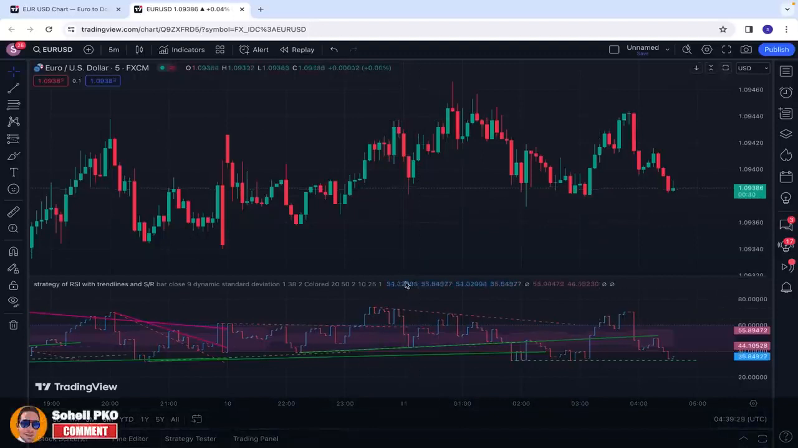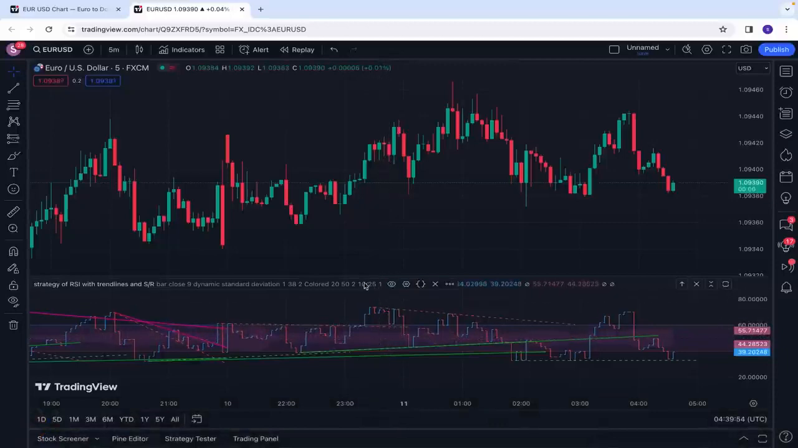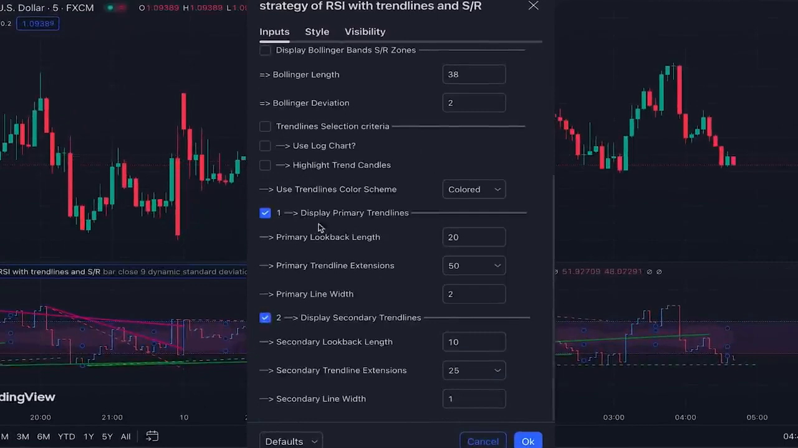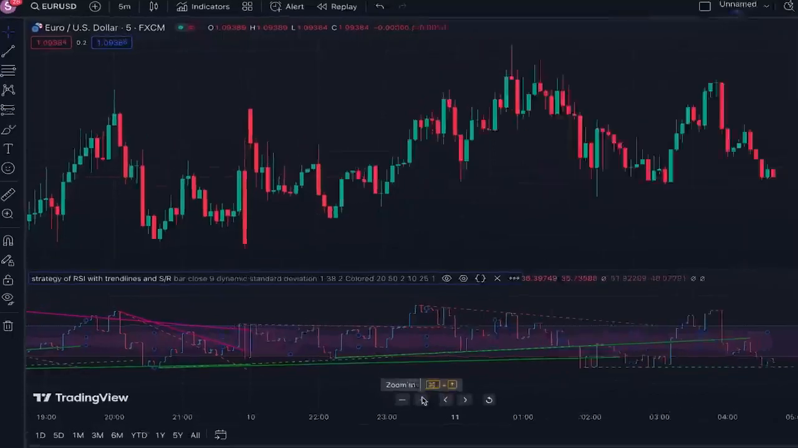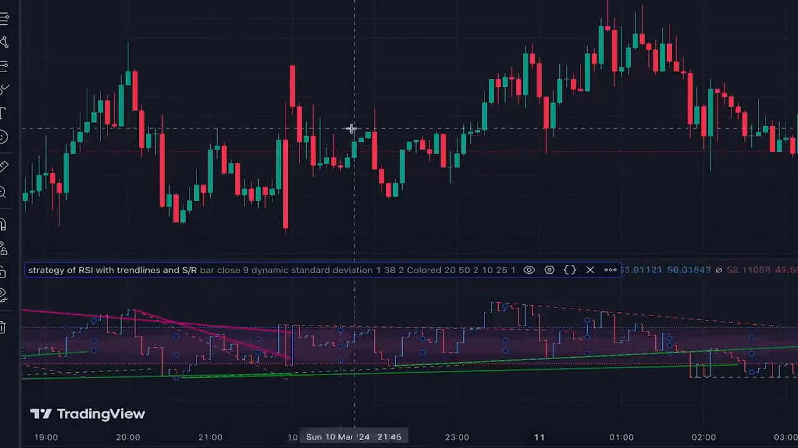This indicator is a mix of RSI, trend lines on RSI, and also support and resistance levels by the help of Bollinger Bands. Here on RSI, we have two types of trend lines. In the settings of the indicator, here in the inputs tab, you can see we have settings for primary and secondary trend lines. The use case of RSI trend lines is that when they are broken, they can signal reversal points of the market. For example, when this trend line or this trend line are broken, it can give us the signal for starting point of an upside move.